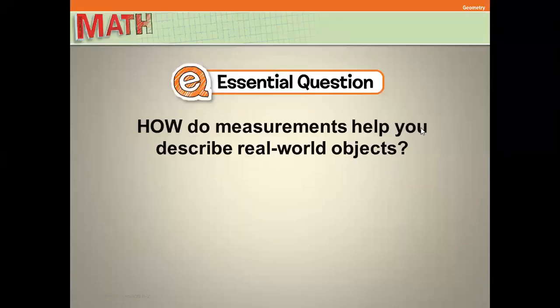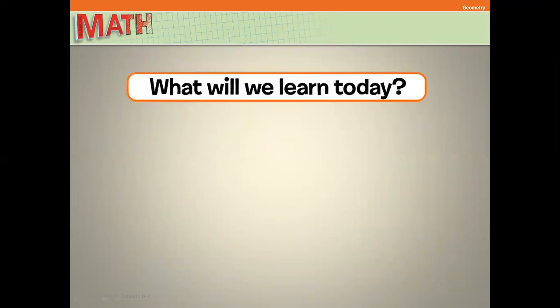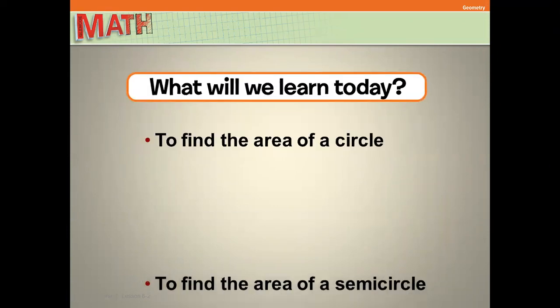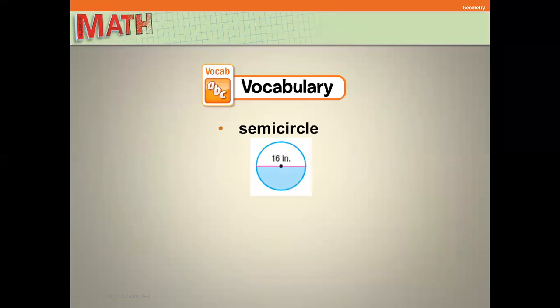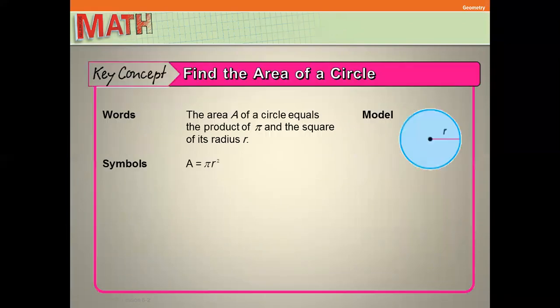Hello, my dear students. Our lesson for today is how to measure. Measurements help us to describe real-world objects. We will learn how to find the area of the circle and how to find the area of a semicircle. Let's start. The new vocabulary is semicircle.